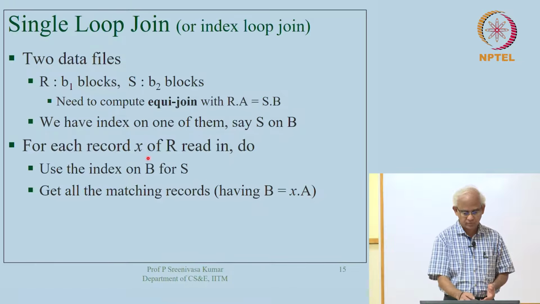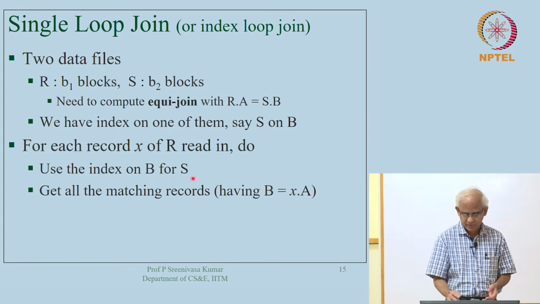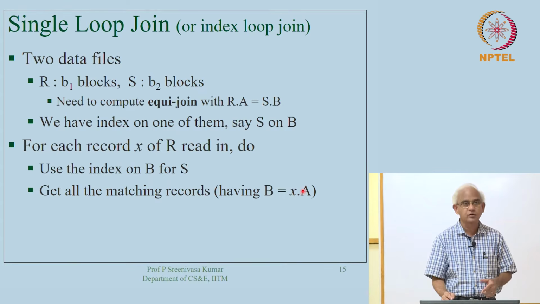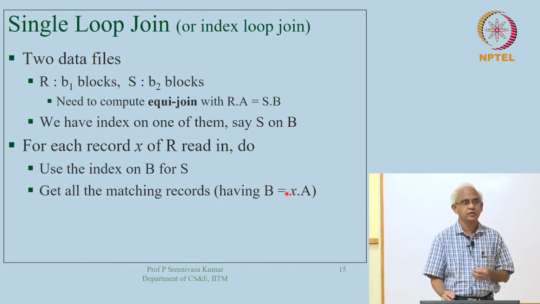So, X.A you can pick up from the record that you have read in. That is the value that matches. If a record in S has exactly this value, then it will produce a result for the equijoin. So, now you can use this value, consult the index, get hold of all the records that have the specific value in the S file and then produce the join.